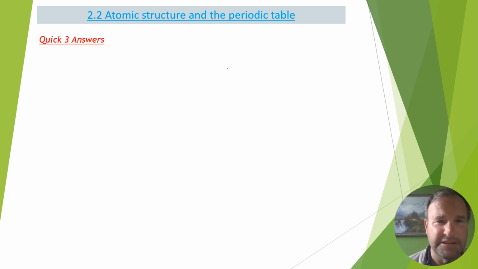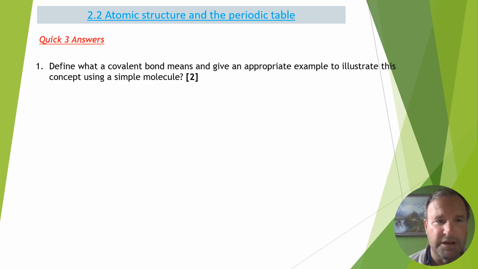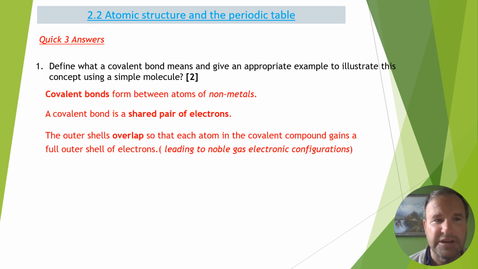Here comes the answers. Number 1, define what a covalent bond means, with an appropriate example to illustrate this concept. Suggested answer: covalent bonds form between atoms of non-metals. A covalent bond is a shared pair of electrons. The outer shells overlap, so each atom in a covalent bond gains a full outer shell of electrons, which leads to a stable structure via some sort of noble gas electronic configuration, depending on where the atoms are in the periodic table.